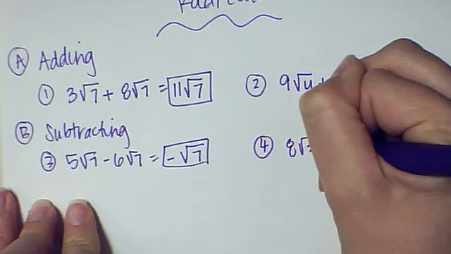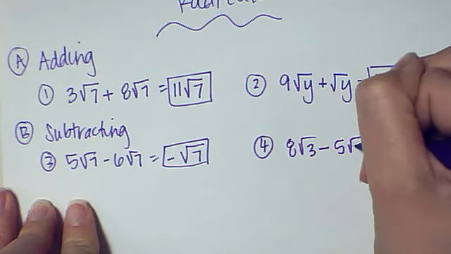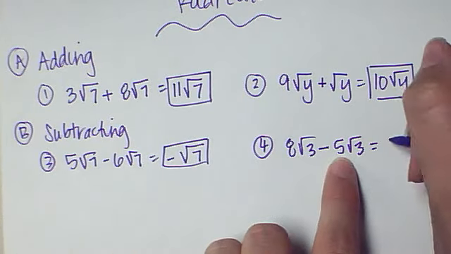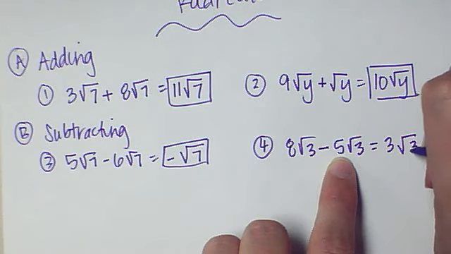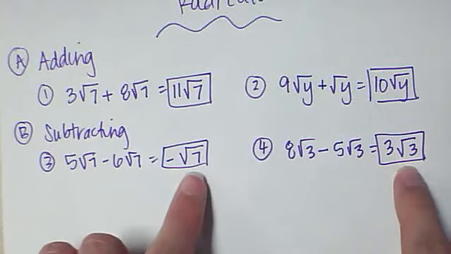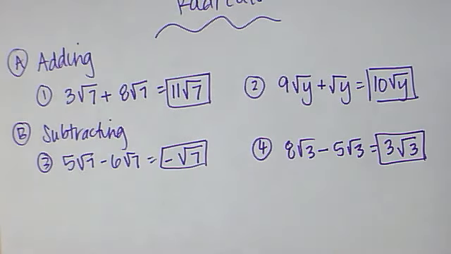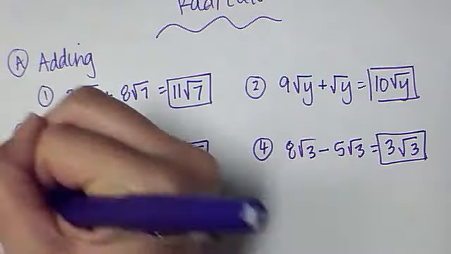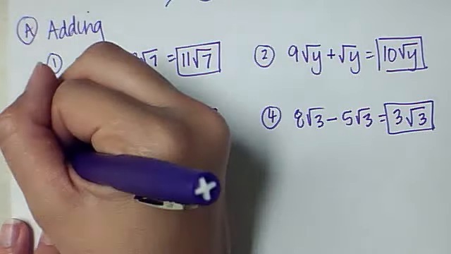Let's look at one more. 8 square roots of 3 minus 5 square roots of 3. We know that 8 minus 5 is 3, and so it's 3 square roots of 3. Please notice that in all of these, I'm not changing what's under the square root in any way when I add or subtract them.